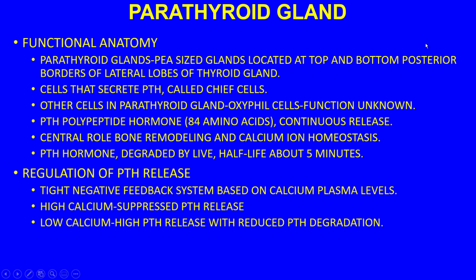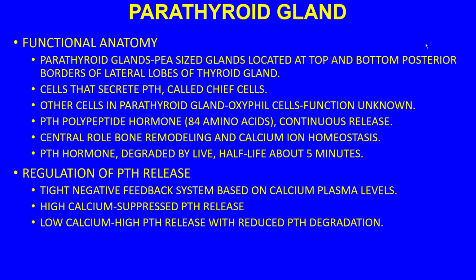Now, let's talk about the functional anatomy of the parathyroid gland. Parathyroid glands are really these kind of P-shaped glands located at the top and bottom of the posterior borders of the lateral lobes of the thyroid gland. The cells that secrete PTH are called chief cells. Now, there's another set of cells there called oxyphil cells, and the function is really not known. These exist also in the parathyroid gland.